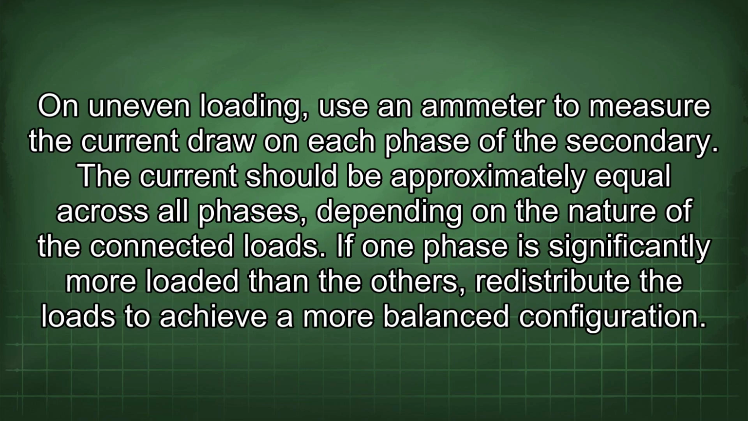On uneven loading, use an ammeter to measure the current draw on each phase of the secondary. The current should be approximately equal across all phases, depending on the nature of the connected loads. If one phase is significantly more loaded than the others, redistribute the loads to achieve a more balanced configuration.